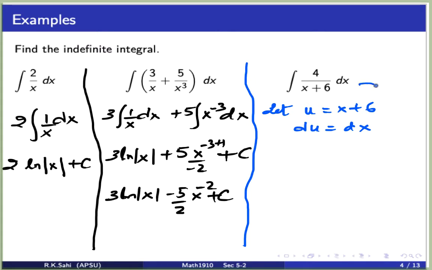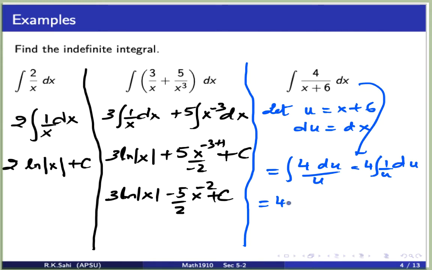So this whole expression inside the given integral is now going to be in terms of u. The expression is going to be equal to 4 du over u. Now we all know that this is 4 outside, 1 over u du, which is 4 natural log of u. Now remember, our original problem was in x, so we have to change the u back to x. What do we get? 4 natural log of x plus 6, and the final answer should have a c because we are doing indefinite integrals.